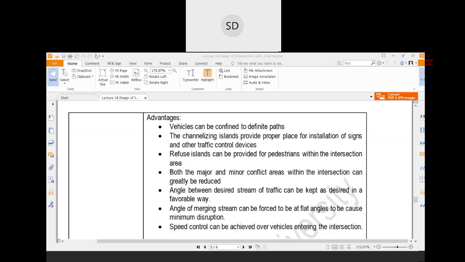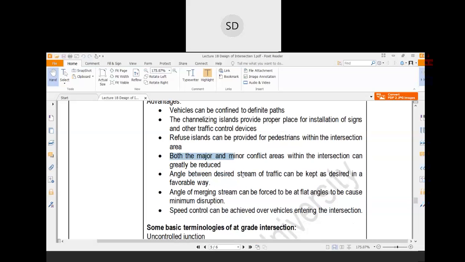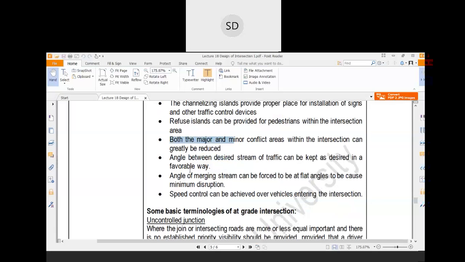So both the major and minor conflict areas in the intersection can be greatly reduced. By providing the channelization, you can minimize the major conflict like crossing conflict. Angle between desired streams of traffic can be kept as desired in a favorable way. Angle between means angle of approach can be reduced in the channelized intersection. Angle of merging streams can be forced to be at flat angles. Again, the angle of approach for the merging vehicles can also be reduced in case of channelization, and speed control can be achieved over vehicles entering the intersection.